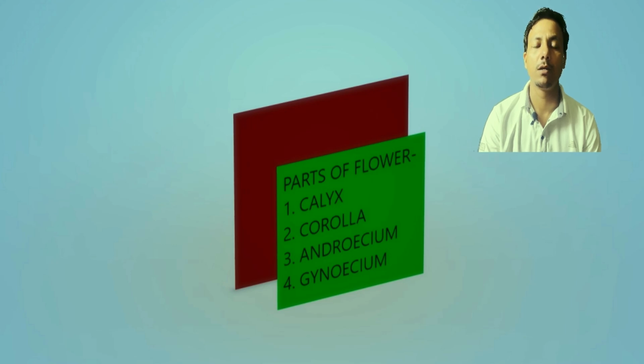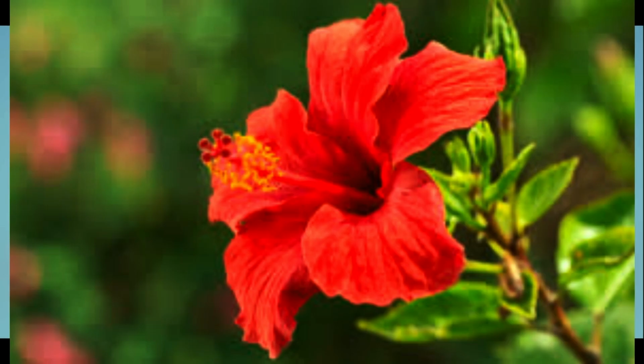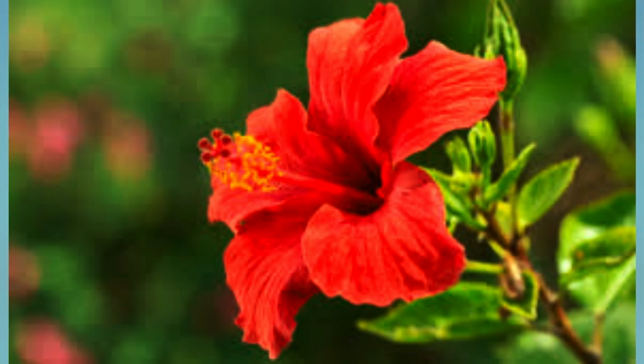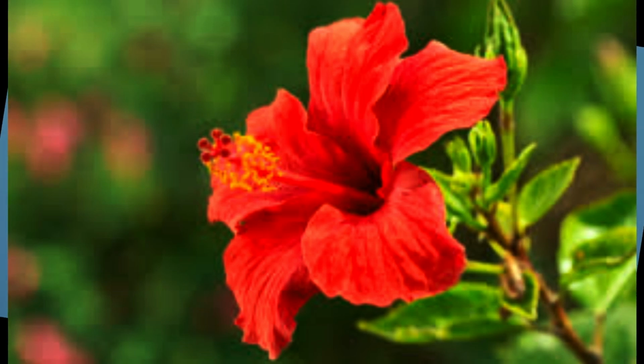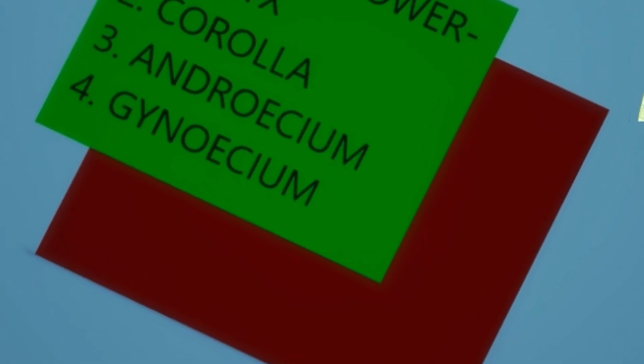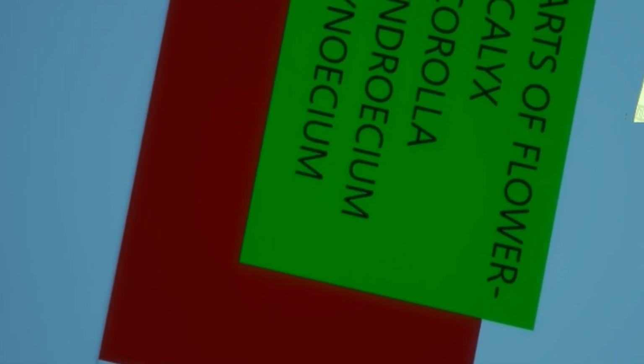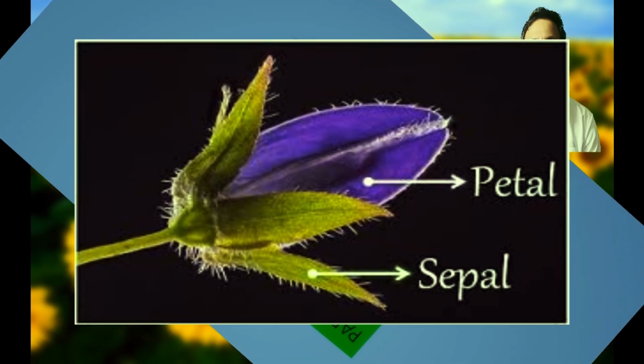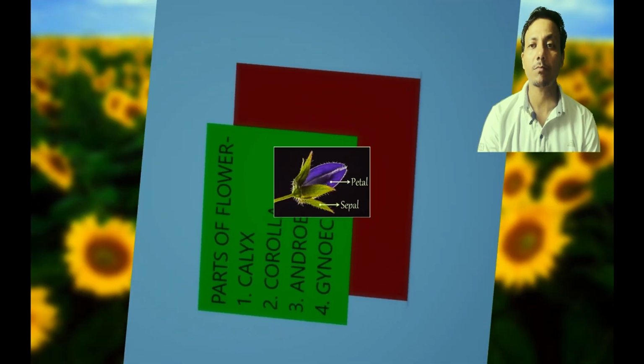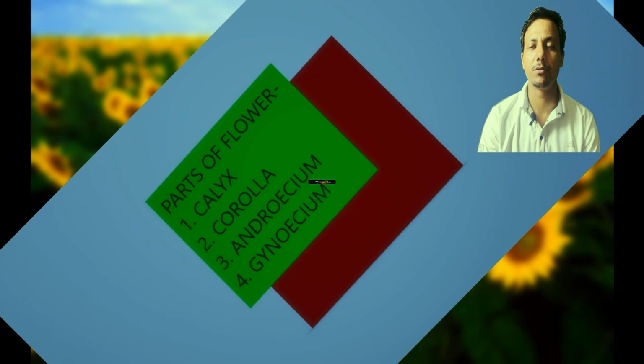Corolla. The next whorl after calyx is usually colorful and fragrant to attract pollinators. Their shape varies: tubular, bell-shaped, funnel-shaped, etc. They can be free, called polypetalous, or fused, called gamopetalous. Function of petals: to attract insects or animals for pollination.